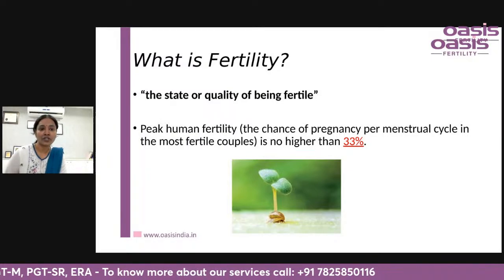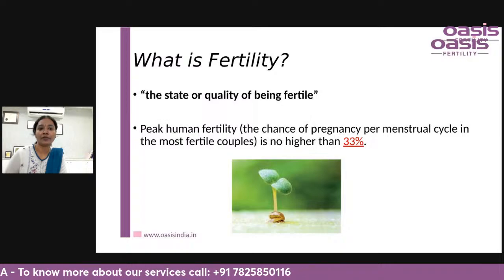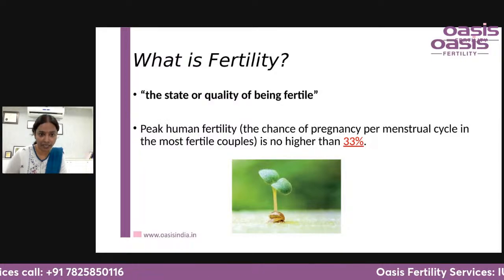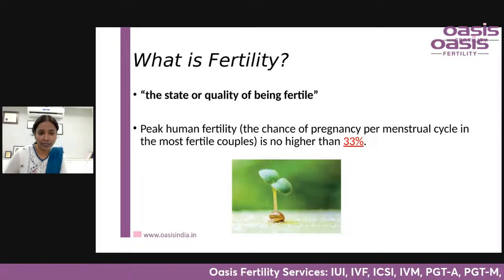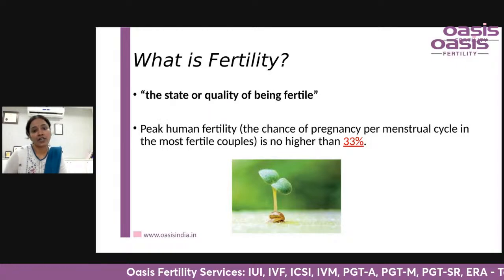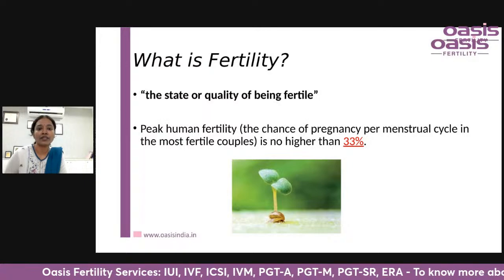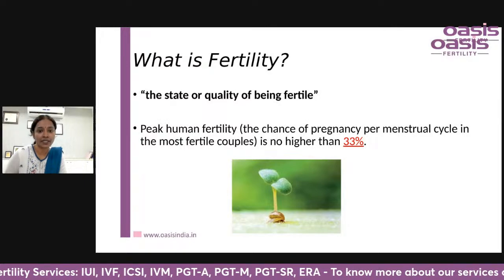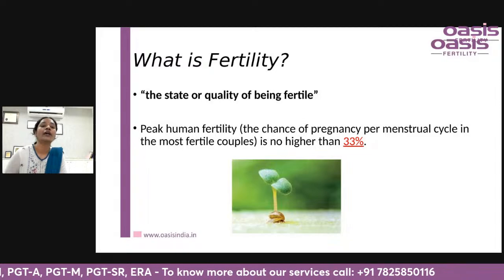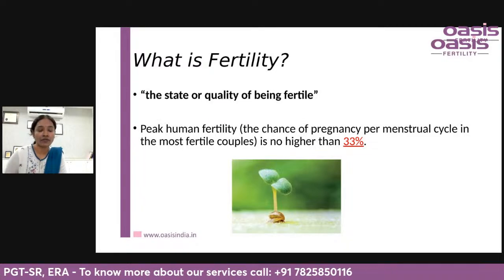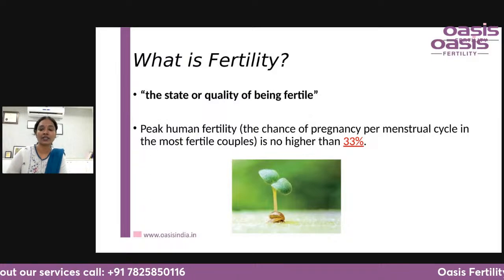The word definition of fertility is the state or quality of being fertile. For human fertility, when we consider the percentage in a month, it is no higher than 33% in a menstrual cycle. That is the chance of pregnancy per menstrual cycle in most fertile couples, even if there are no fertility issues, it is not higher than 33%.